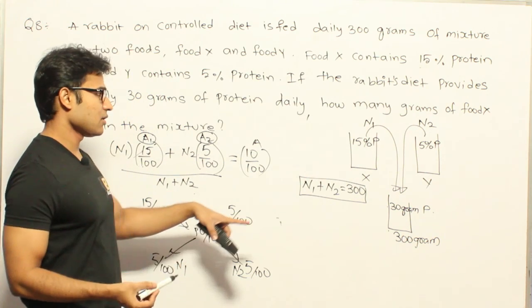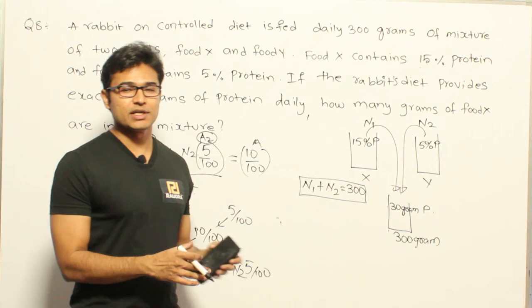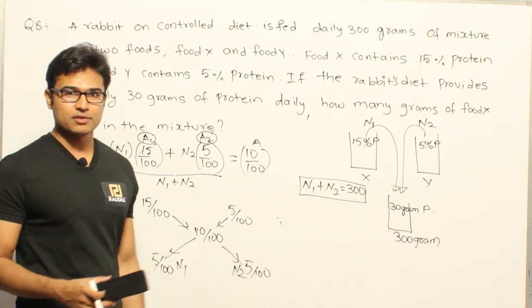So you can directly solve it, or since we are talking about alligations and mixtures, you can use the alligations formula or this diagram and solve it. Okay, fine.